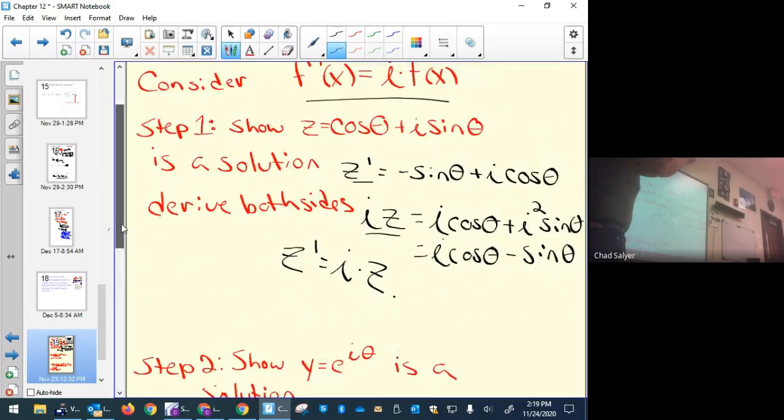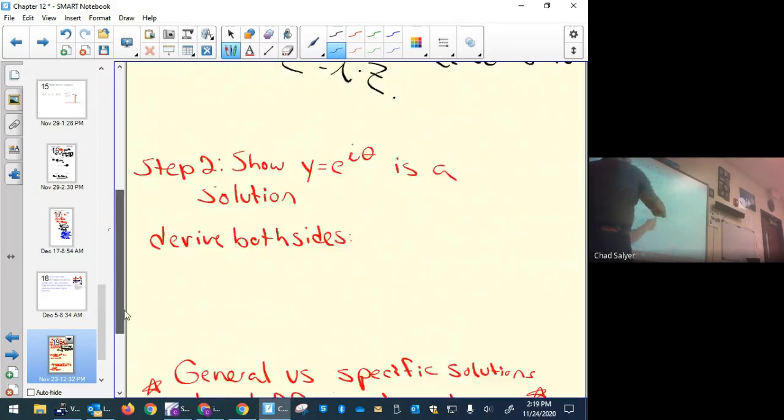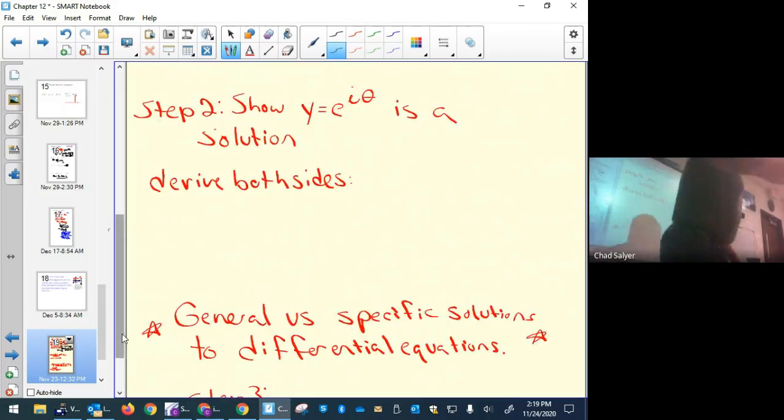If you can follow it, that's awesome. So z prime equals i times z. Now, with respect to e to the x, or in this case, e to the i theta, it has a really unique behavior. Perhaps its most important aspect is e to the x is its own derivative. In other words, the function's value is also its rate of change everywhere. So the derivative of e to the x is e to the x. It is its own derivative.